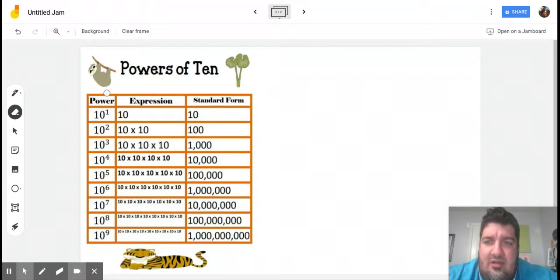So we have talked about the powers of 10. 10 to the first power is literally just thinking 10 times 1. It's just itself. So that's why it's just 10, and I think 10 with 1 zero. When I look at 10 to the fourth power, I think 10 times 10 times 10 times 10.